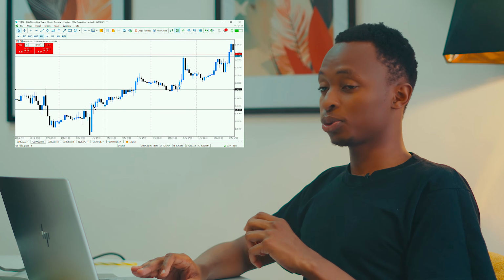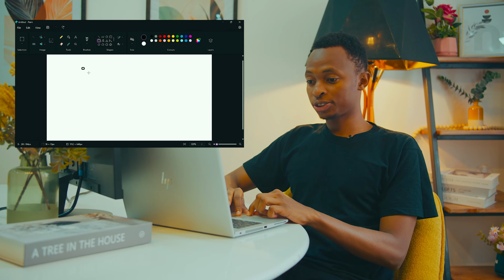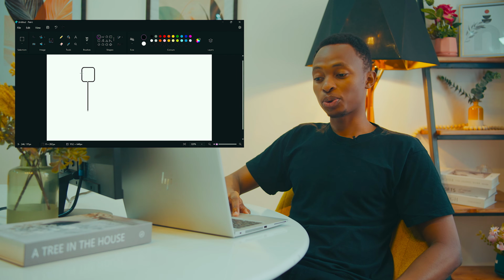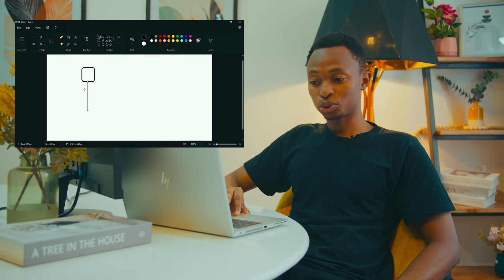Now, you can have two types of entries. You can look for candlestick rejections or engulfing patterns. A candlestick rejection, and this will be in our patterns video, is when you have such a candlestick forming on your chart. So if you have something like this, in this case, you have the market attempting to go lower, and then we have that price rejection.